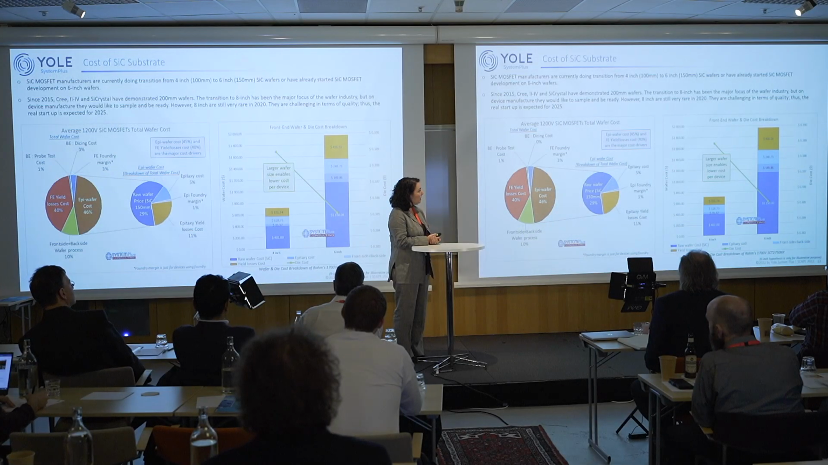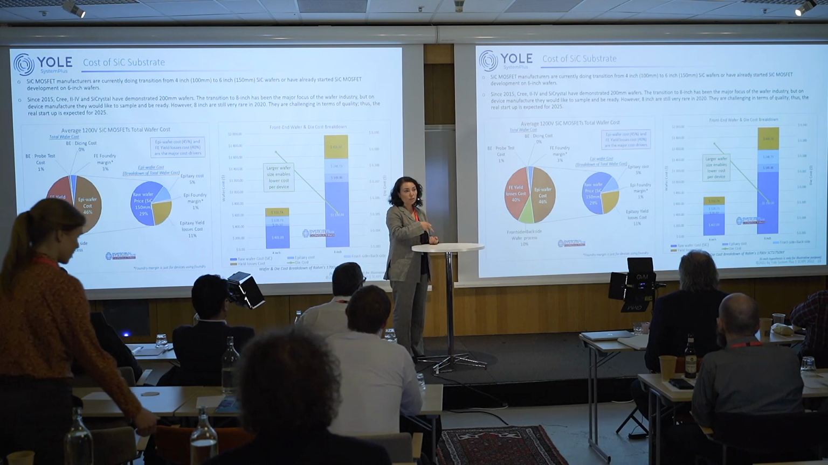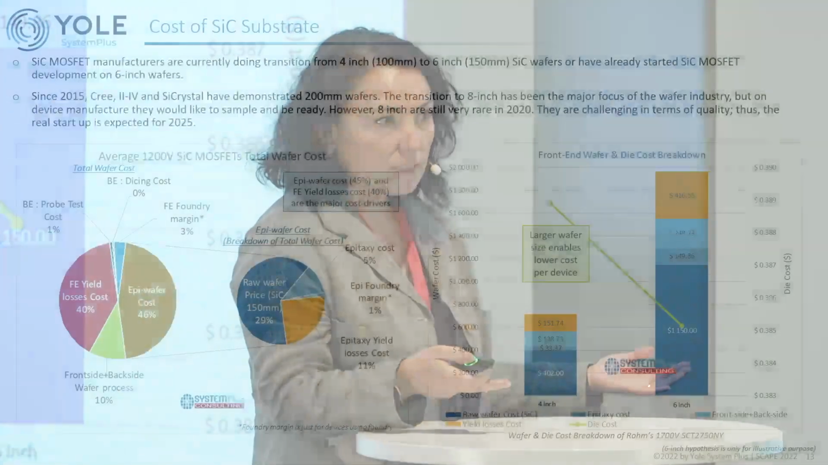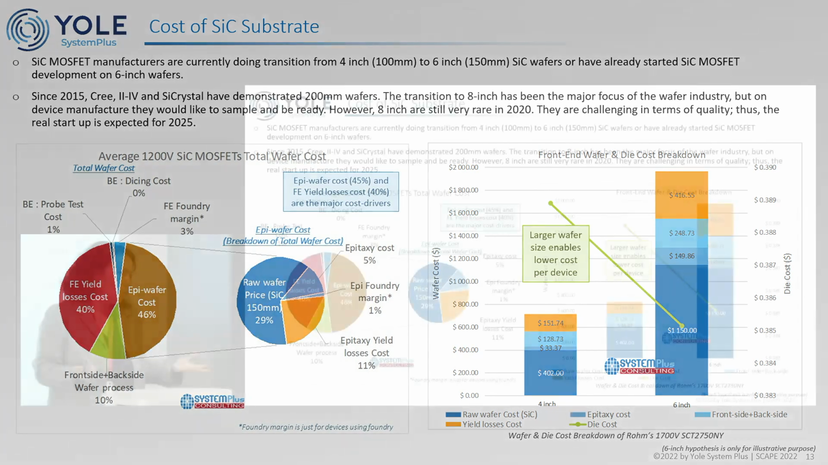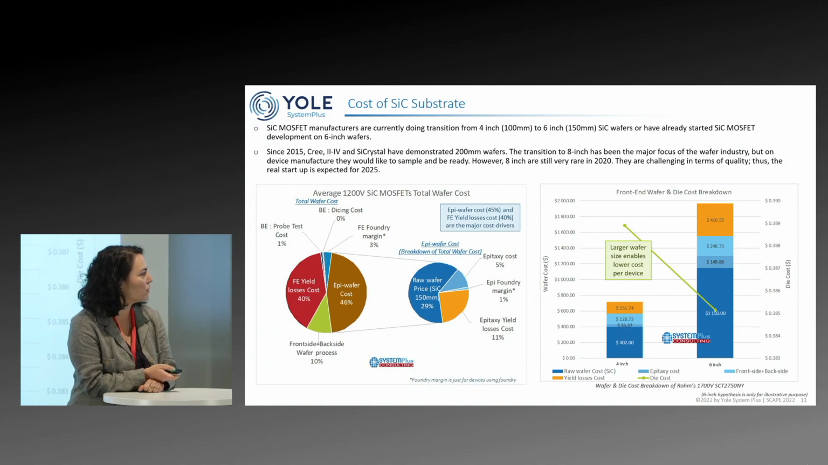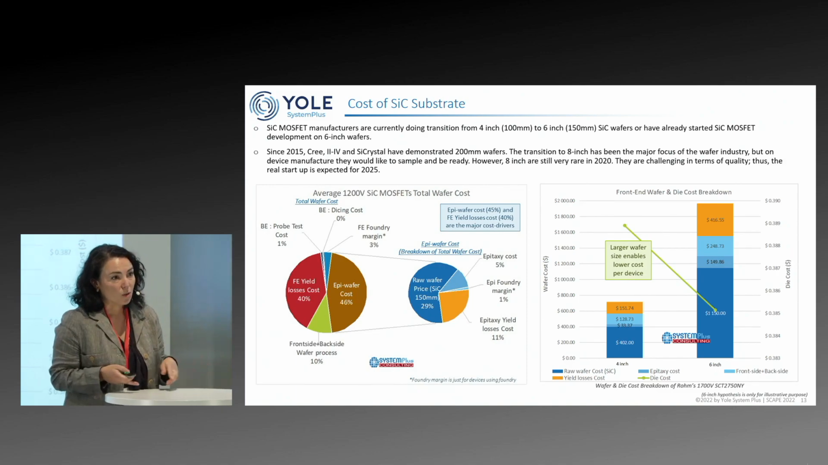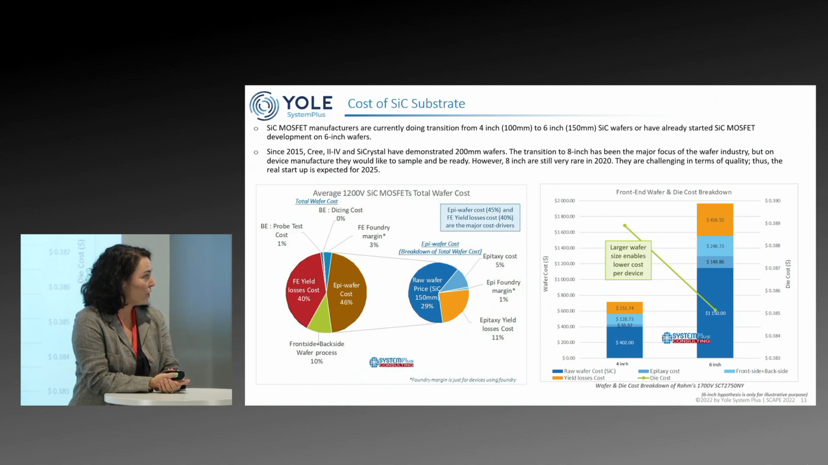When we talk about the potential of going to 8-inch, here I made a simulation of the cost evolution between 4 and 6-inch. It's obvious that if you increase the wafer size, like for silicon and other devices, not in power electronics, you decrease the cost of the device because you save cost in terms of the border of the wafers and scribe lines.